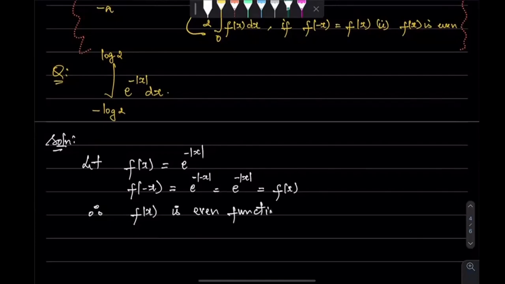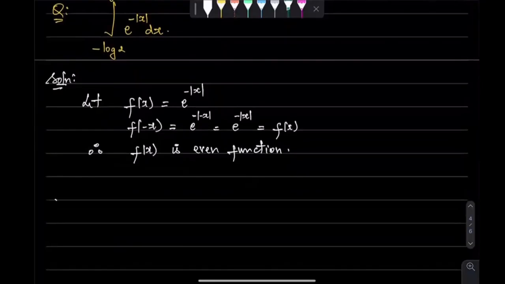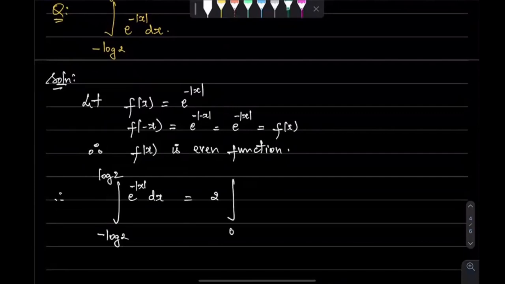So what happens to your I? Your integral from minus log 2 to plus log 2 of e power minus mod x dx becomes 2 times the integral from 0 to log 2 of e power minus mod x dx. Write it down.